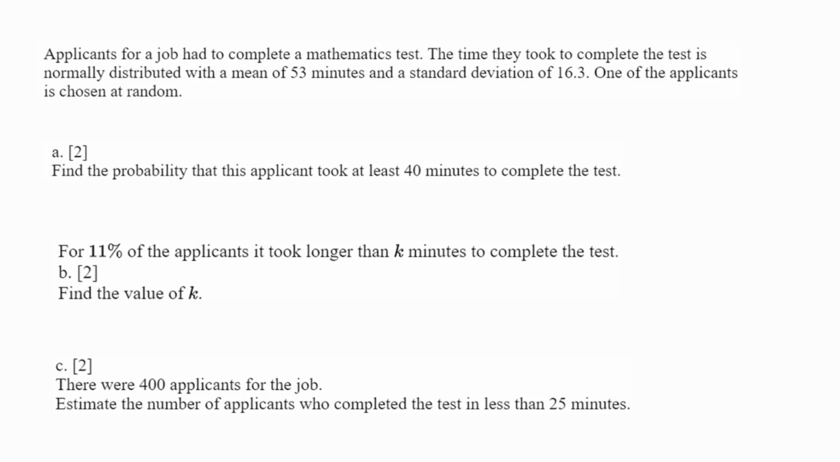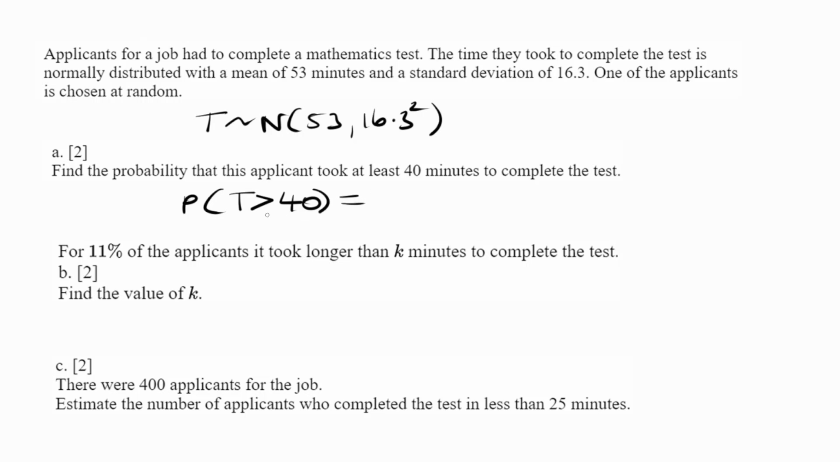Okay, so first of all, we should write down the distribution. It's talking about time, so let's use T for time. So time is normally distributed, 53 and 16.3 squared. That's how we would write it down. That's part of your working. And the first question is find the probability that the applicant took at least 40 minutes. So T is greater than 40. So we're looking for a probability.